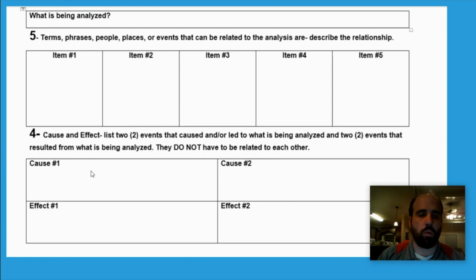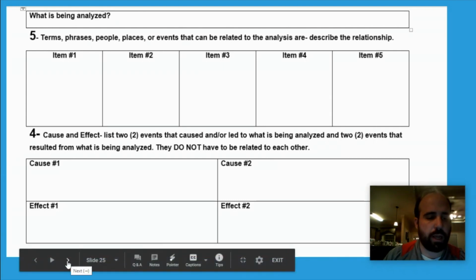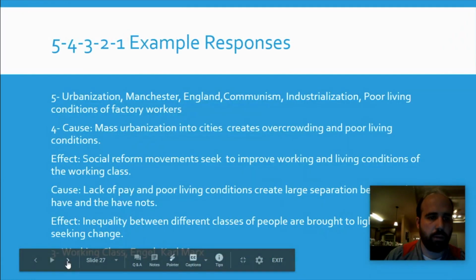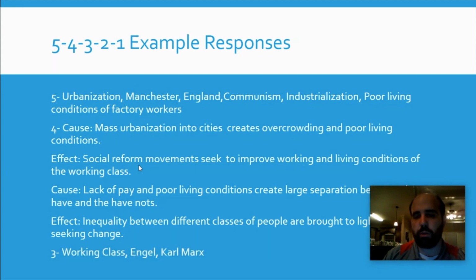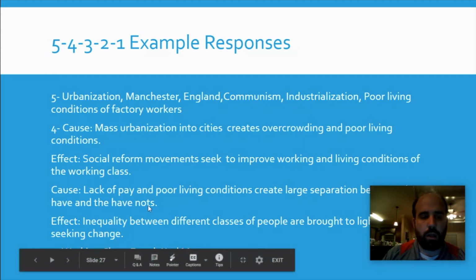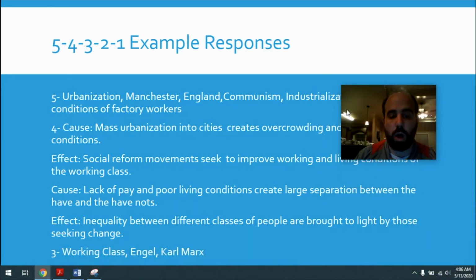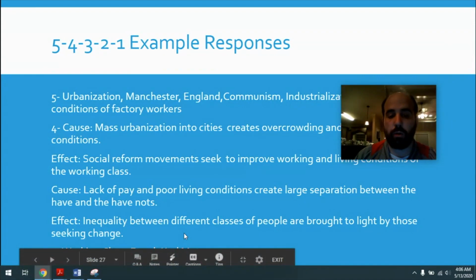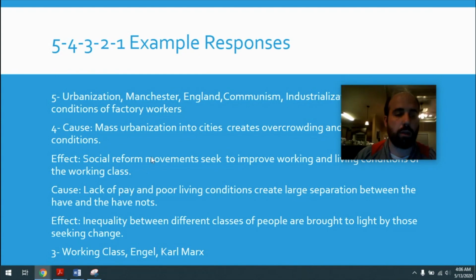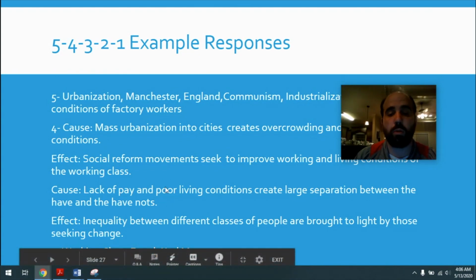And so just to give you some examples, again, we've got a cause: mass urbanization into cities creates overcrowding and poor living conditions. Effect: social reform movements seek to improve working and living conditions of the working class. Okay. Cause: lack of pay and poor living conditions create a large separation between the haves and the have-nots. Inequality: effect: inequality between different classes of people is brought to light by those seeking change. And so again, those are both connected.